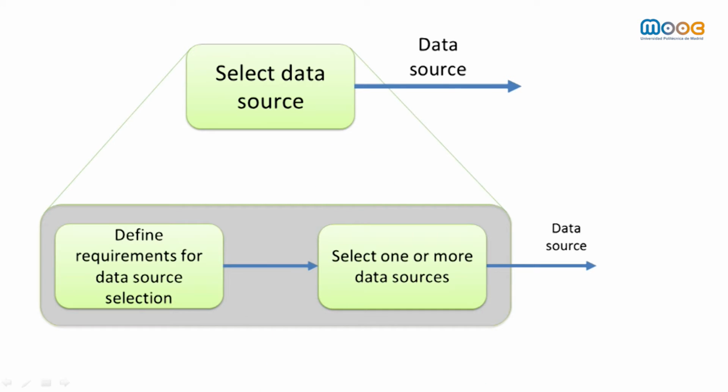The steps to follow are: first, to define the requirements that the data source must satisfy, and second, to select one or more data sources that satisfy our requirements. The selected data sources may belong to the organization transforming the data or be external to it. In order to illustrate the tasks related to the data preparation process, we are going to follow a concrete example.